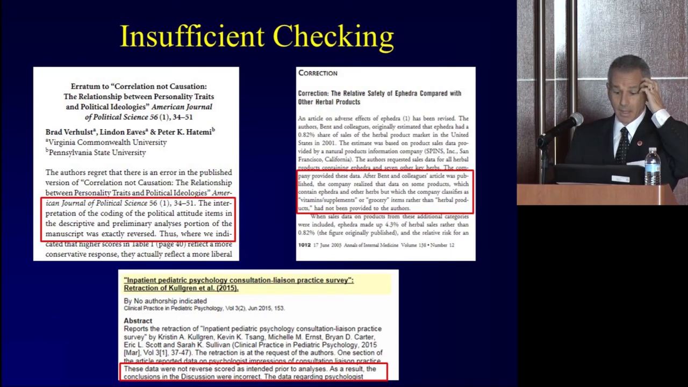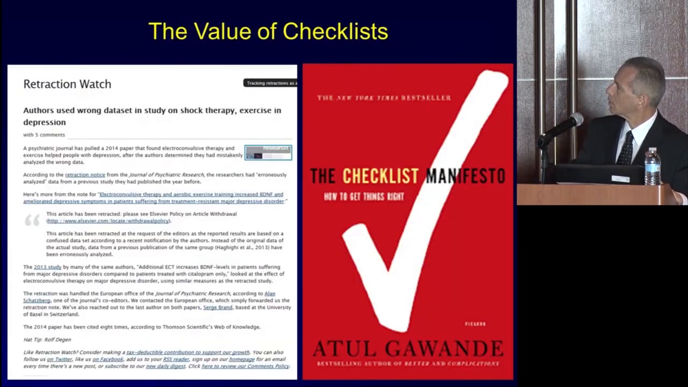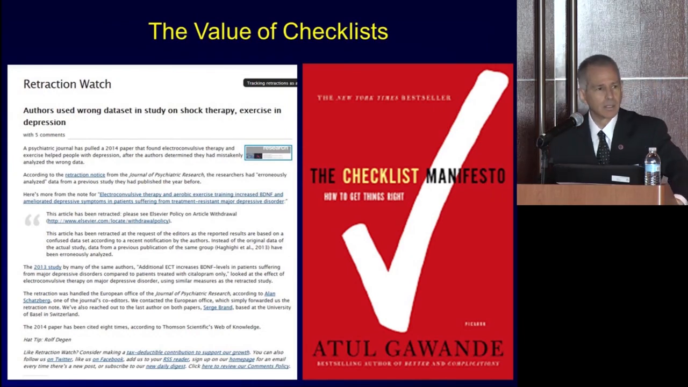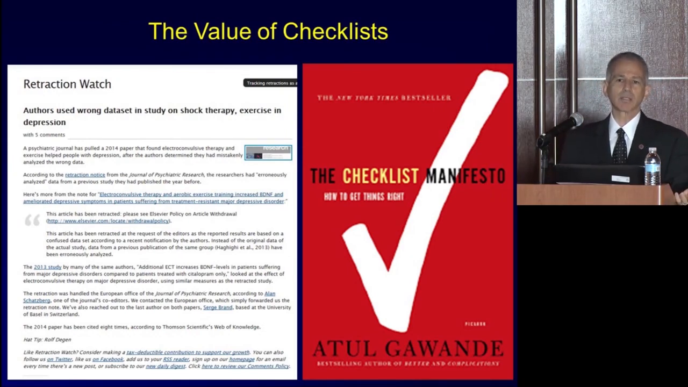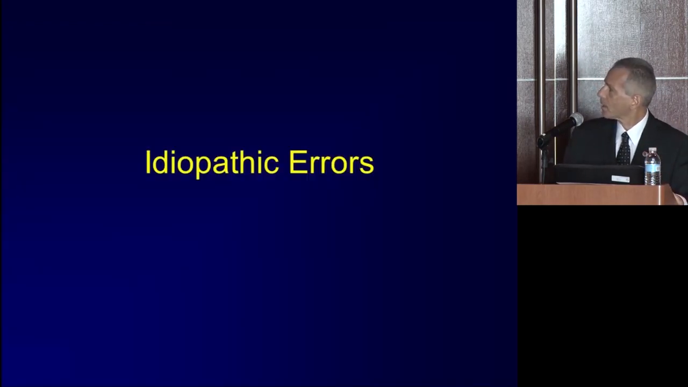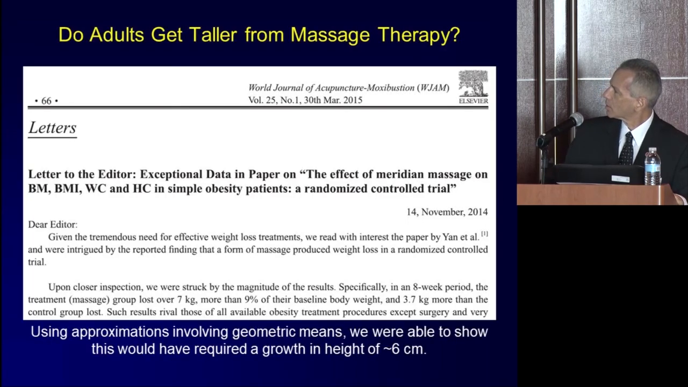And when you think of the analogy to a surgeon removing the wrong kidney, well, you think, what do surgeons do? Well, now they have checklists. You don't go into surgery without a checklist. And maybe we need some checklists. And so how do we create these checklists is something we're thinking about. There are idiopathic errors. This is just a fun one.